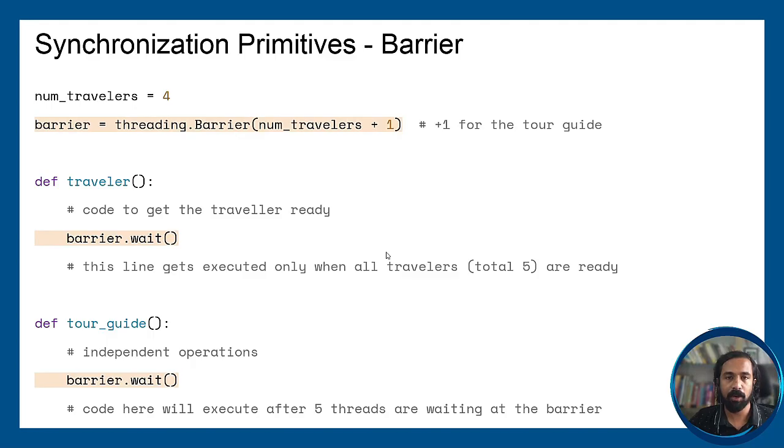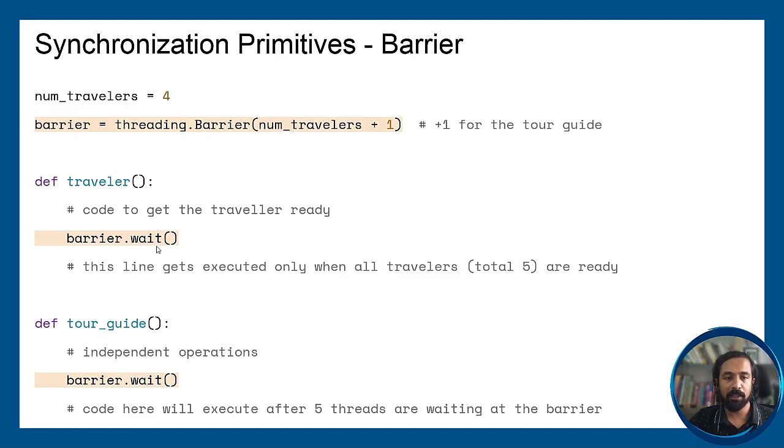So here is an example of using barrier. Consider that we have 4 travelers and 1 travel agent. Here we are creating a barrier object by creating an instance of the barrier class. We are providing a total of 5 as the argument, 1 for the tour guide and 4 for the travelers. We have our traveler function and our tour guide function. Each of these calls the barrier.wait function.